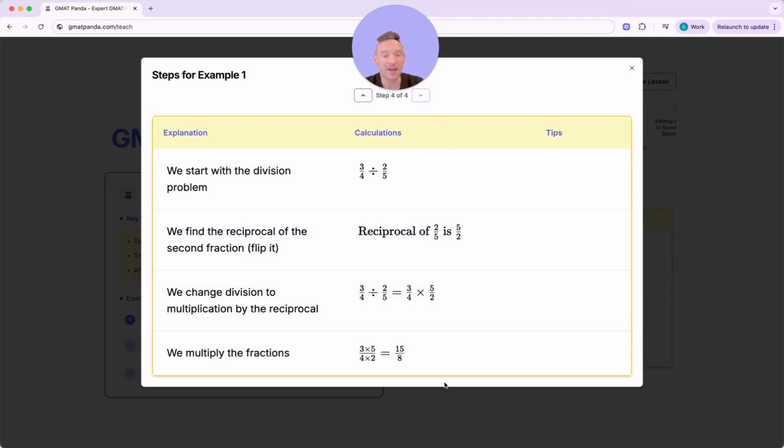Okay, and now that's just a simple multiplication. We know how to do that. 3 times 5 at the top gives us 15, and 4 times 2 at the bottom gives us 8.